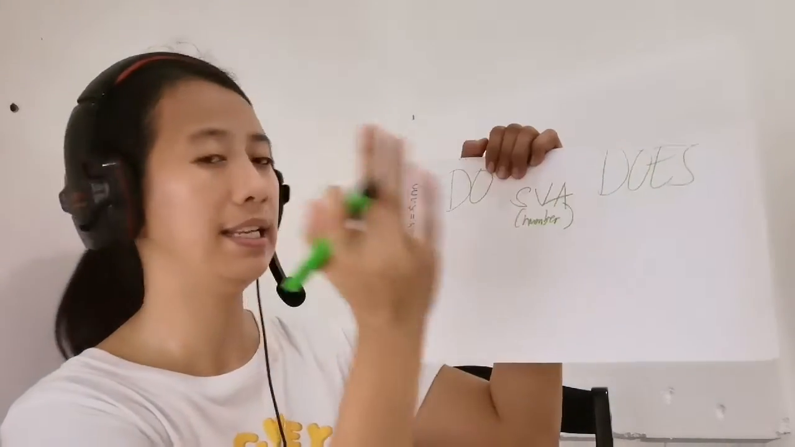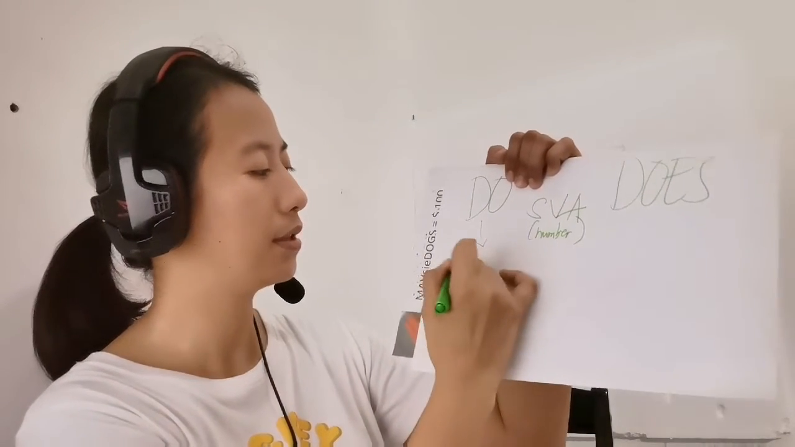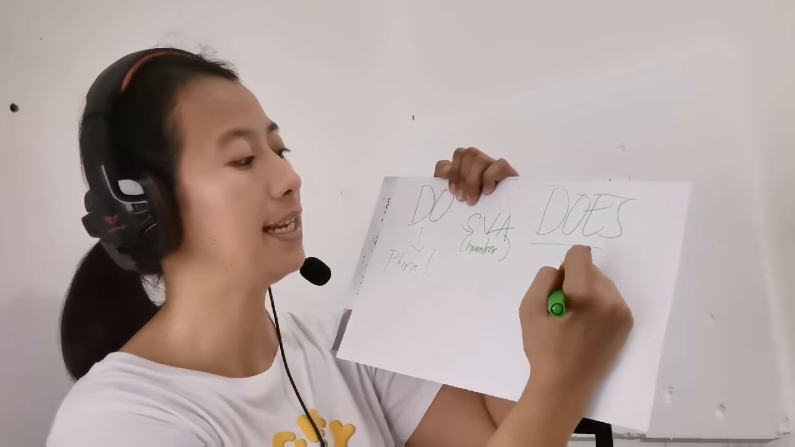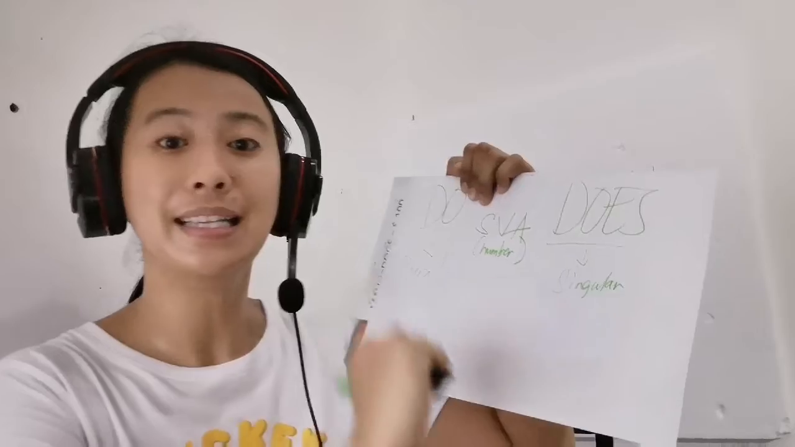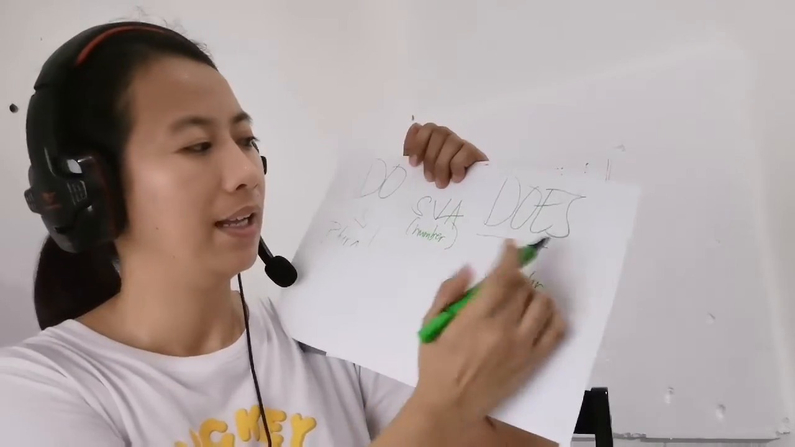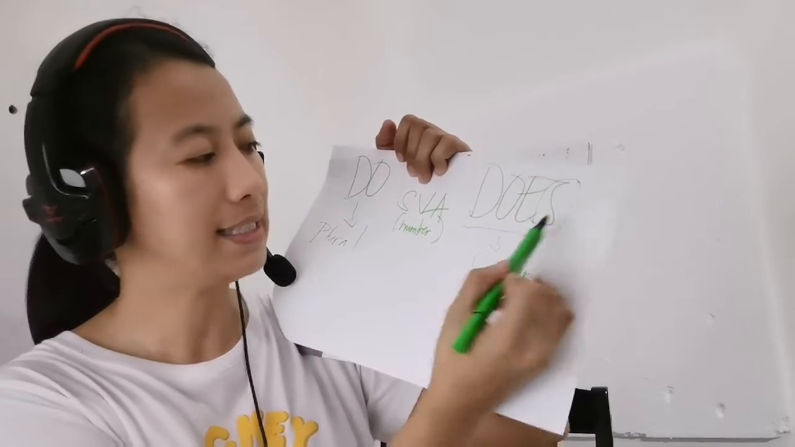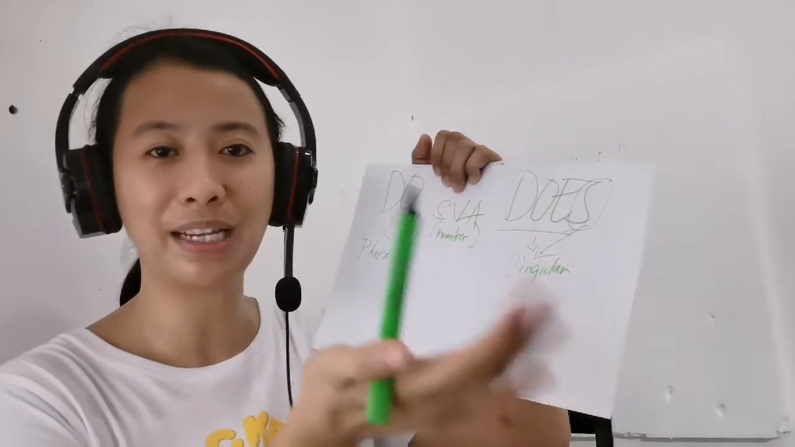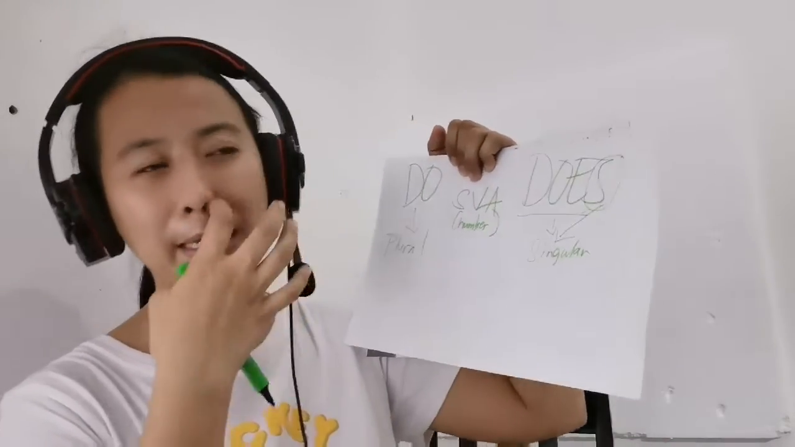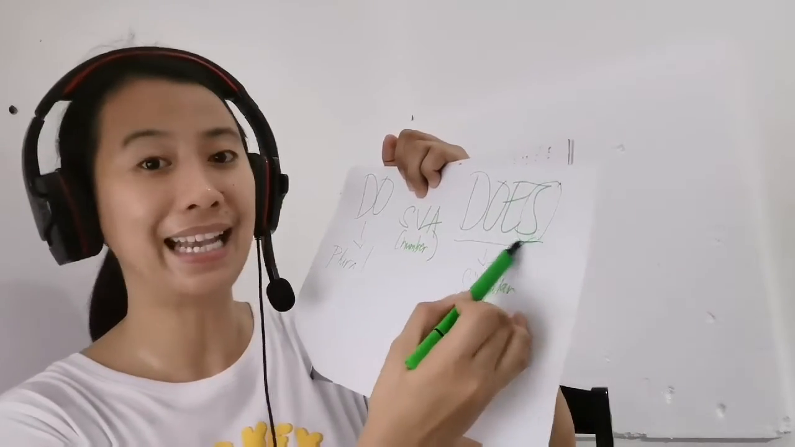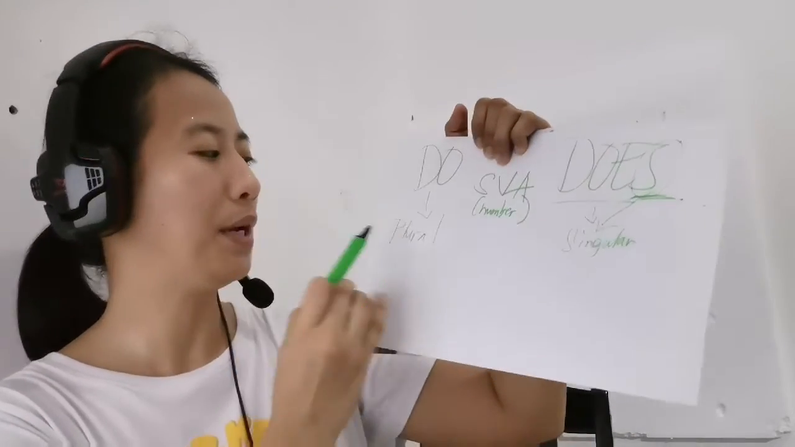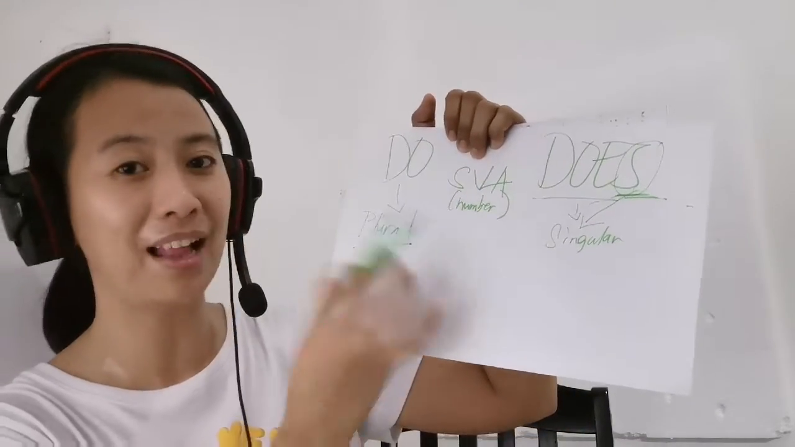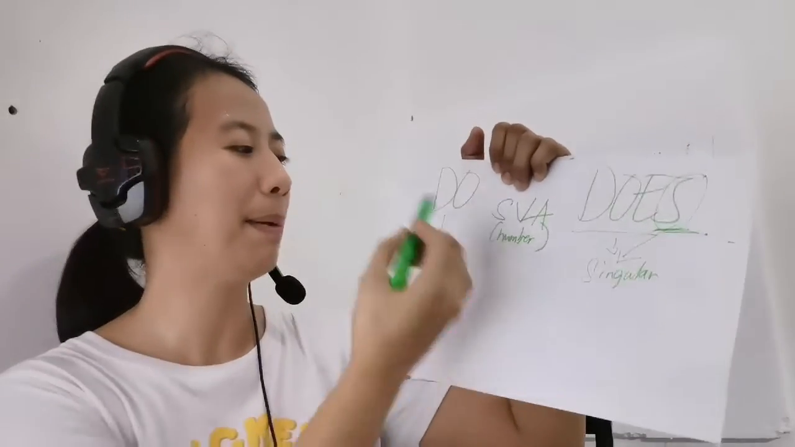Okay, so for example, let's have this. Do is used for plural subjects and does is used for singular subjects. This is what you should remember. Does, there's an S, means singular. That's one thing that I always tell also to my students so that they will remember when we say singular verb, it has S in the end. And when we say plural verb, there is no S. Okay? Because in the word plural, there's no S. So that's what you have to remember.